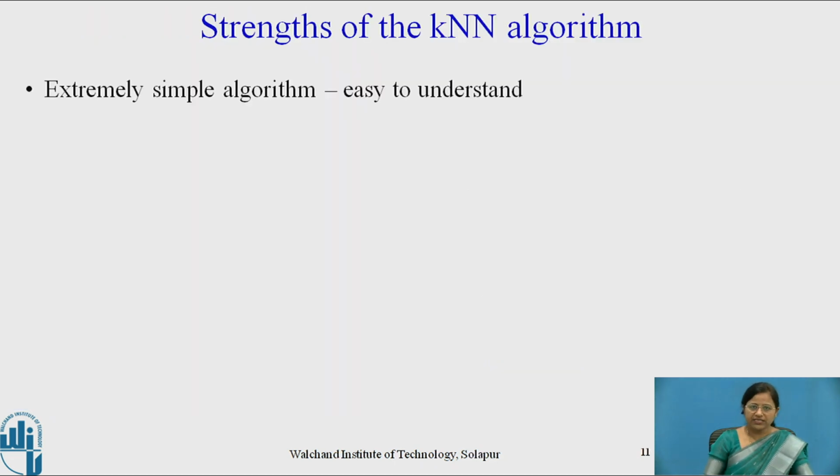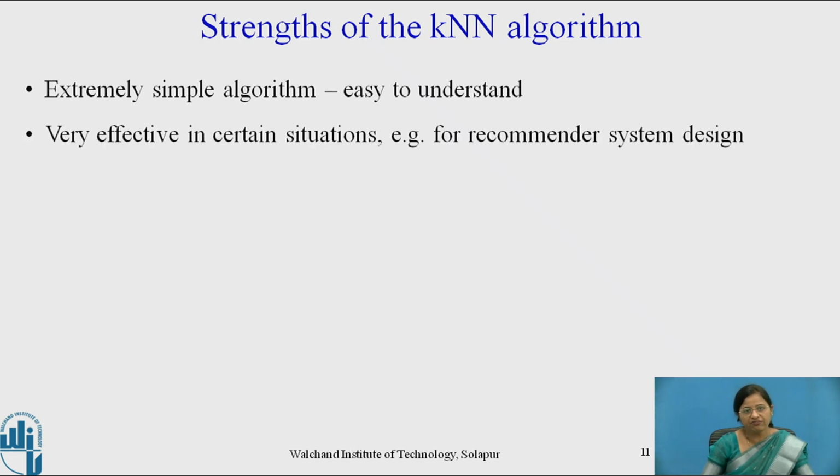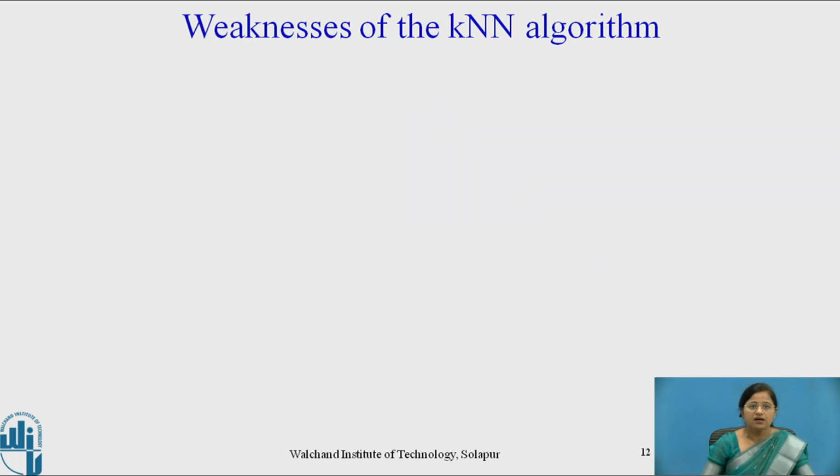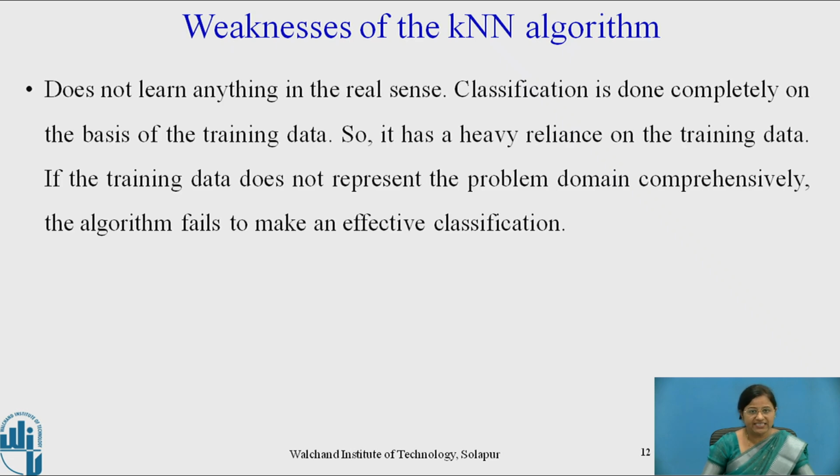Now the strengths of the KNN algorithm. It is an extremely simple algorithm and it is easy to understand. It is very effective in certain situations, for example recommender system design. Now the weaknesses of the KNN algorithm. It does not learn anything in the real sense. The classification is done completely on the basis of training data, so it has a heavy reliance on the training data. If the training data does not represent the problem domain comprehensively, then the algorithm fails to make effective classification.